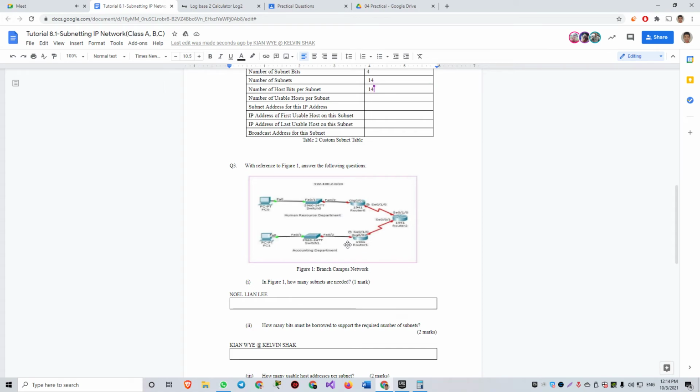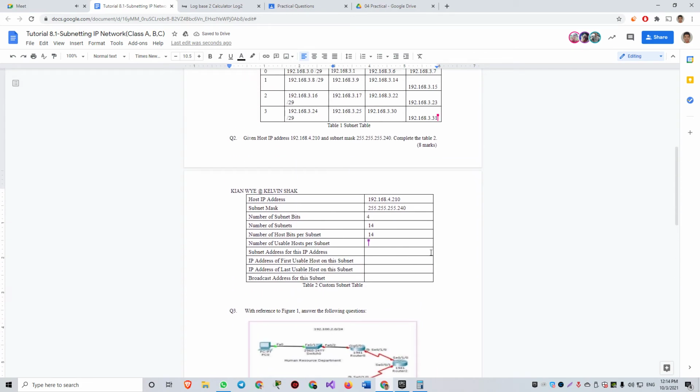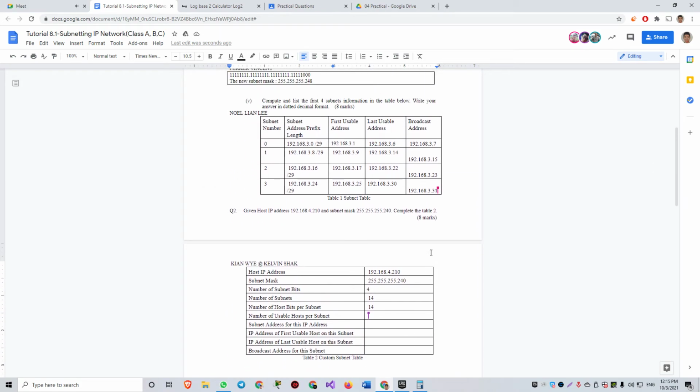So the formula here should be 2 to the power of 5. That gives us how many subnets? 32. So the number of subnets should be 0, 1, 2, 3, and so on, 32 subnets altogether. So after 3, what is the next subnet?